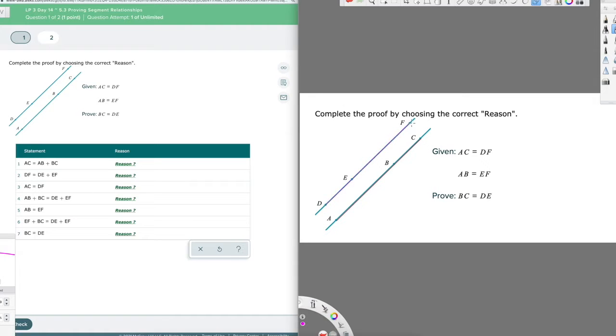So these 2 pieces equal each other, and that's given information. We also have that AB, so this smaller piece is equal to this smaller piece here, and I'll leave these in the same colors.